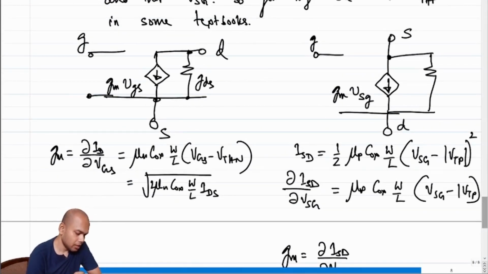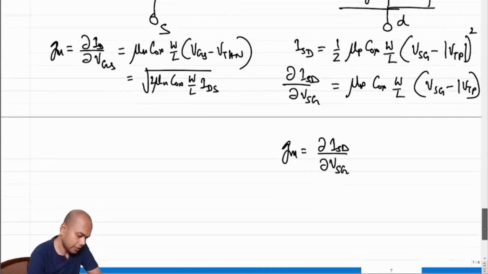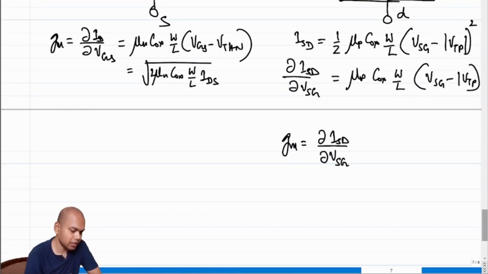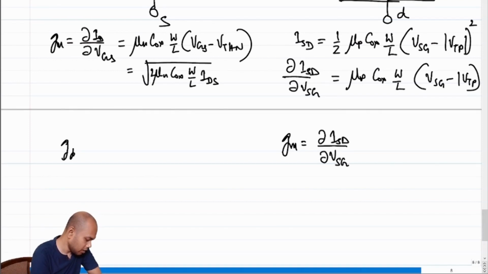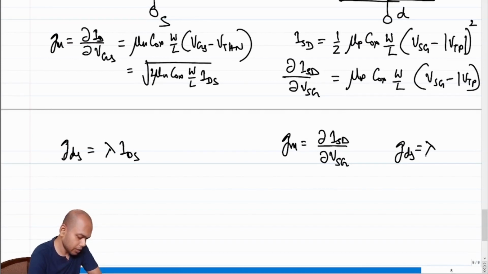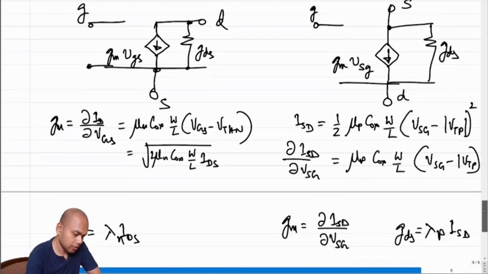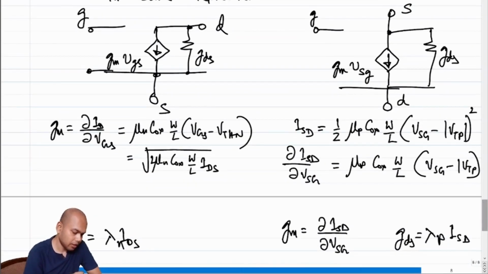Okay, and this is the GDS. What will be the GDS? GDS we don't have too much of a problem, because in case of a GDS the current direction is not too much of an issue. In our NMOSFET model, GDS was lambda n IDS. In case of a PMOSFET model, GDS will be lambda p ISD, right? So this is what it is, right?